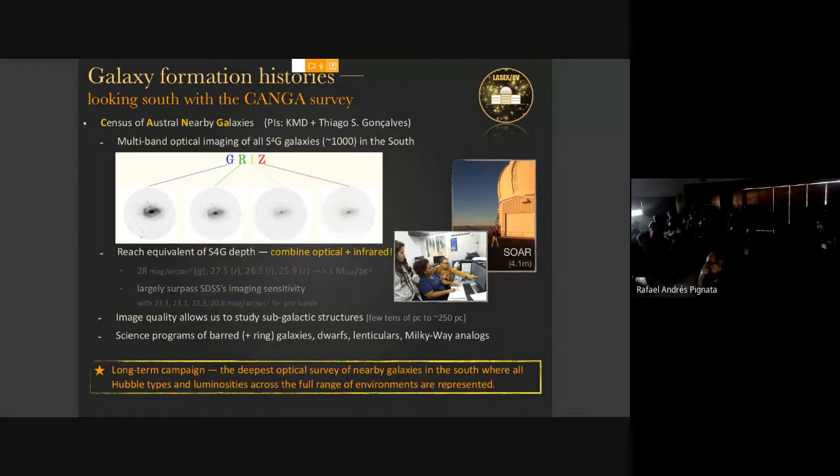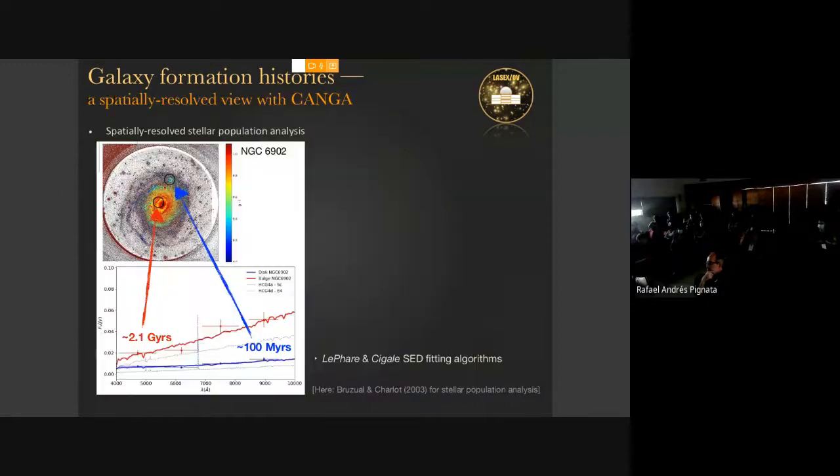But in the mid-infrared, you can also have emission from polycyclic aromatic hydrocarbons. So these are very small amounts of dust, and they can emit in the S4G bands. And if you have the optical too, you eliminate that completely. You can really distinguish these ages. So the idea is really to get to the ultimate mapping of stellar mass in galaxies.